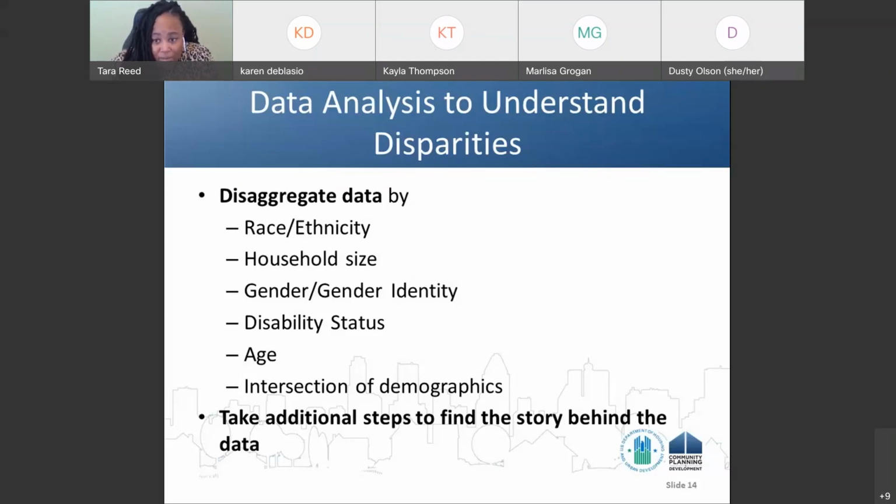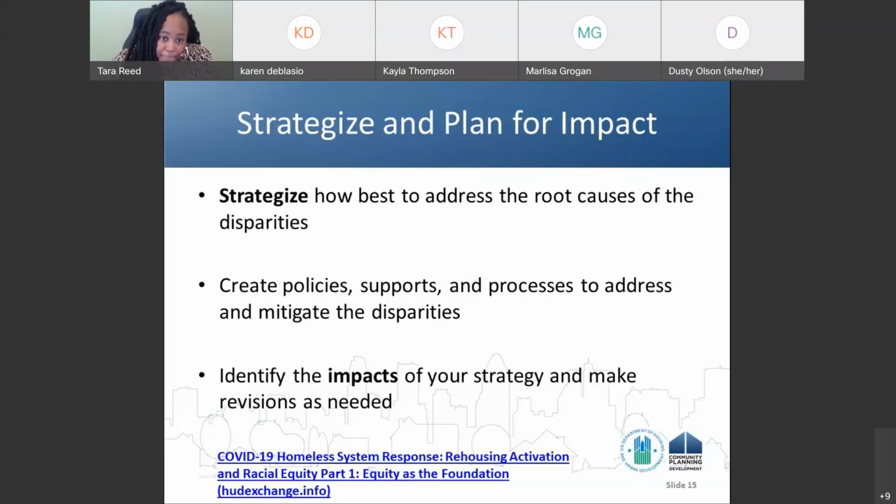Find the story behind the data, while also at the same time being mindful of who has the power in telling the narrative. Are we making this about individuals or are we making it about the system itself? Next slide, please.